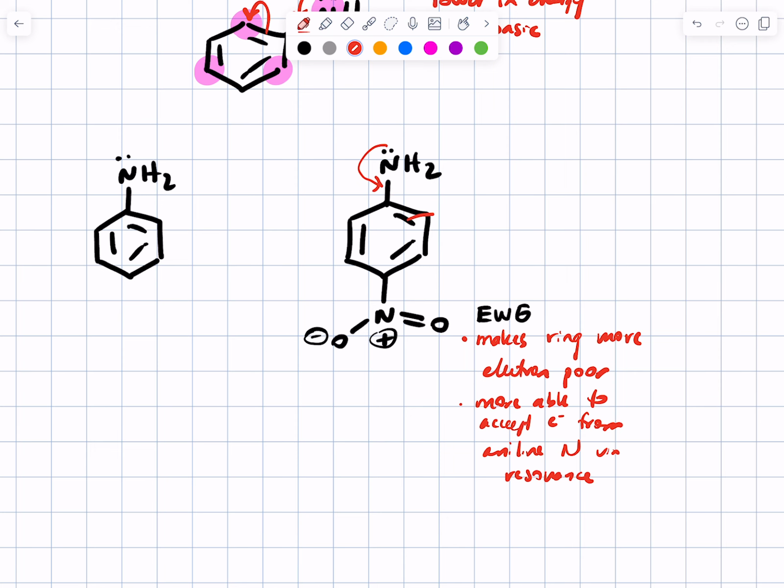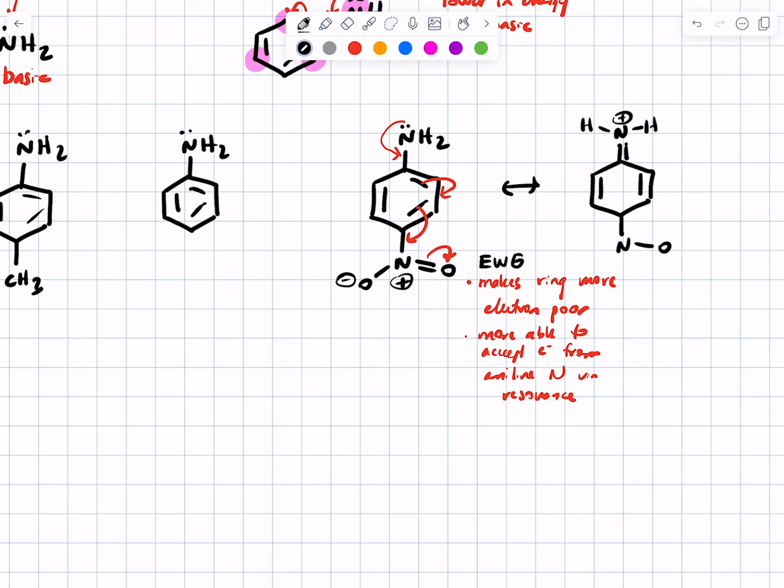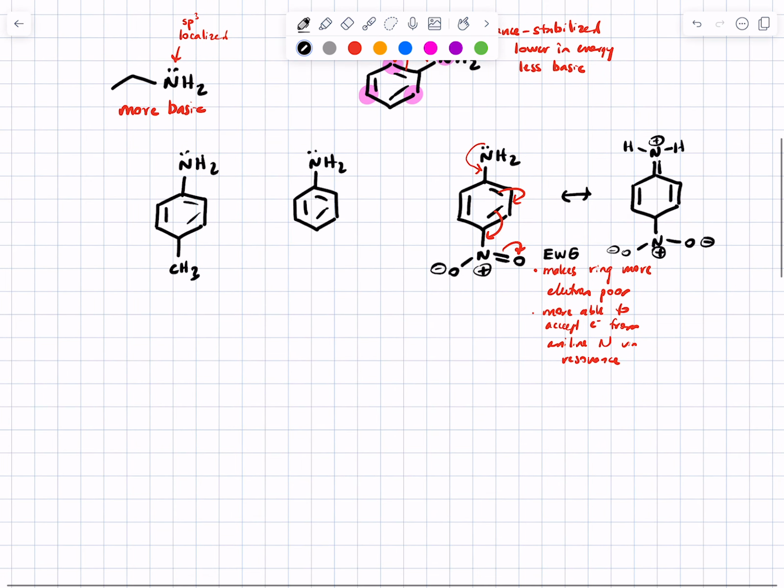Lone pairs kick down here, rearrange the pi bonds, and electrons move out onto the oxygen. I'll draw just one of those resonance structures here. And you can see that because of the nitro group, the lone pair has an additional place to be by resonance. Okay? So increased delocalization, increased ability of the benzene ring to accept lone pairs from the nitrogen. Yeah, you expect the nitroaniline to be less basic than aniline.